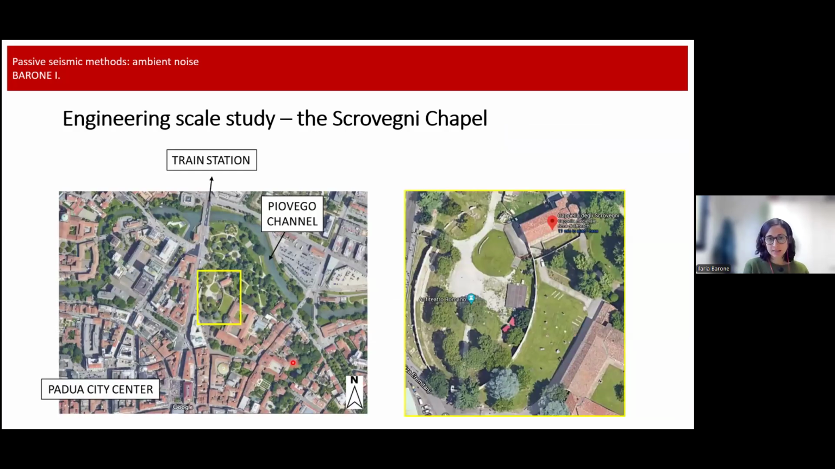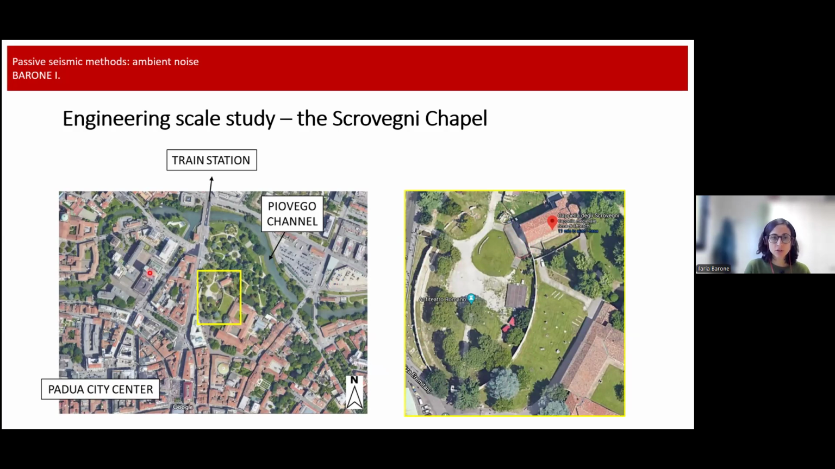This is just a satellite image to show you the location of the chapel with respect to the Roman amphitheater. So this is the elliptical middle wall of the amphitheater. You can see that the facade of the chapel stands on this wall. So there is a strong interaction between the two monuments.